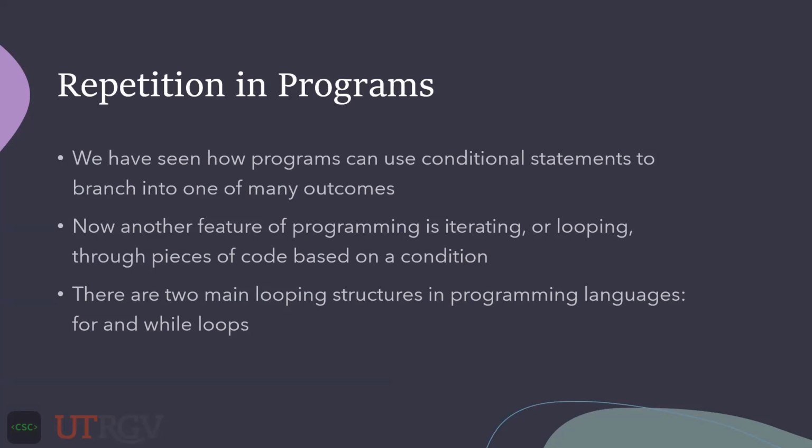There's two main ones that every programming language features: the for loop and the while loop. We'll get to those and see what the differences are. But essentially, they both work the same. They'll loop through a piece of code until a certain condition is met, which will make it exit out of the loop.